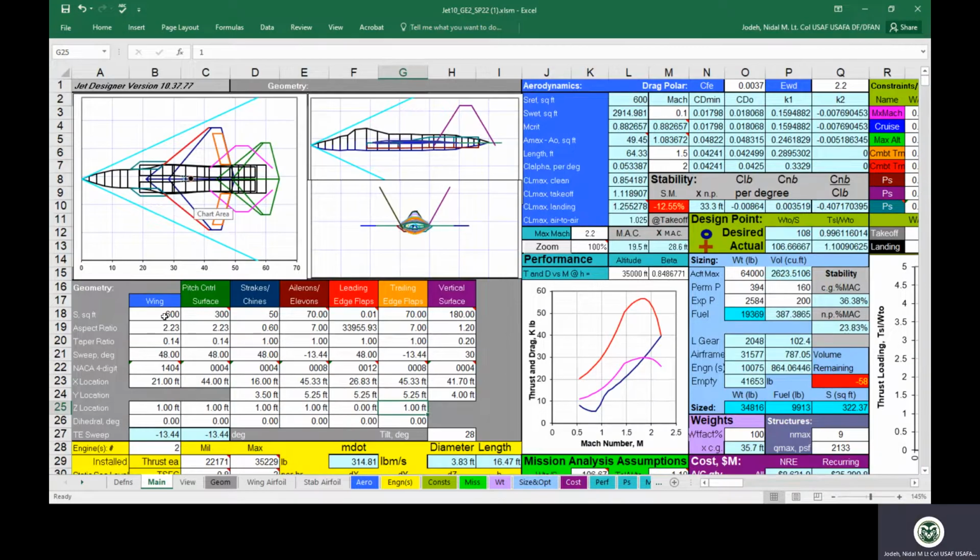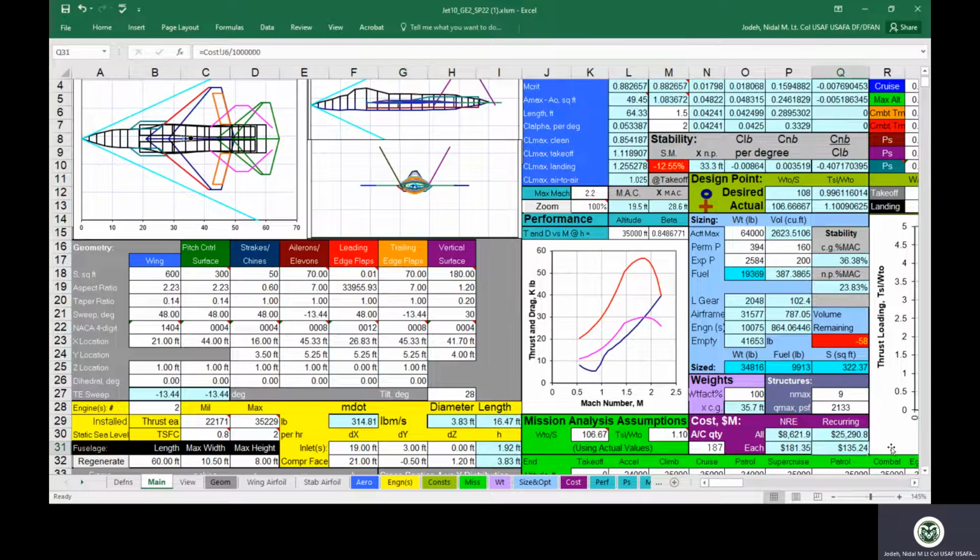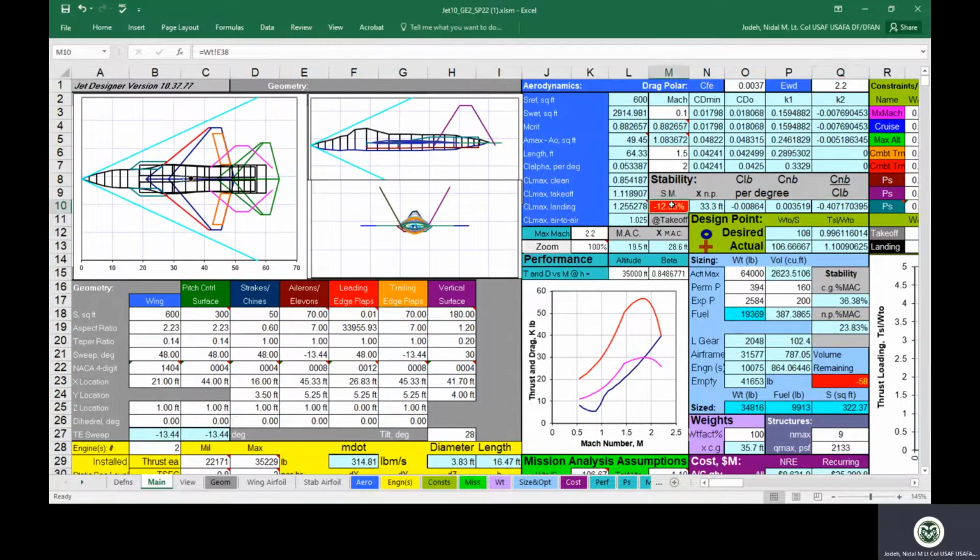So I made the wing smaller, 600 square feet. Let's go look at cost. Look, I've already chopped $3 million. Good for us. But I've gone unstable in my static margin. I need to move it back. So I'll only move the X position back. Now I'm over here in the X position of the wing. I'm going to put it at 22 feet. And my stability margin is back.